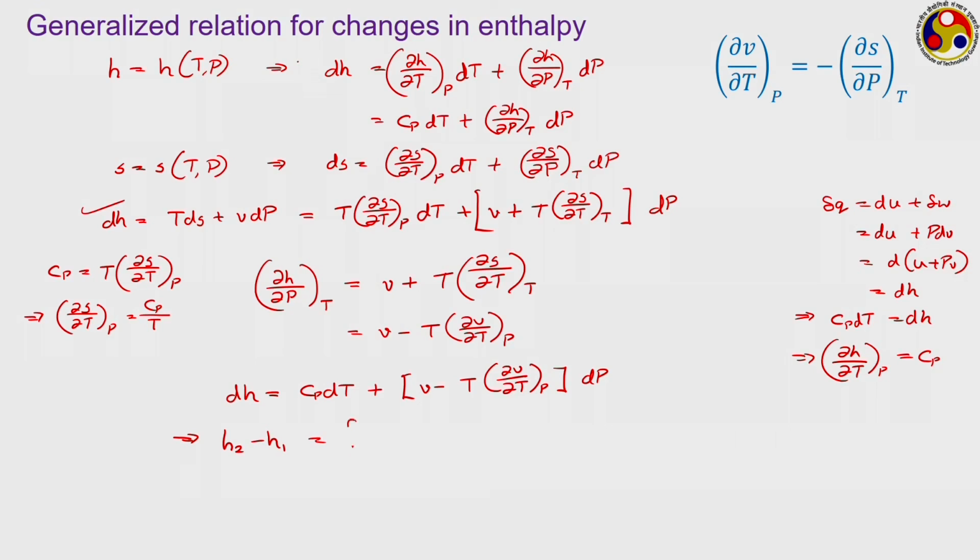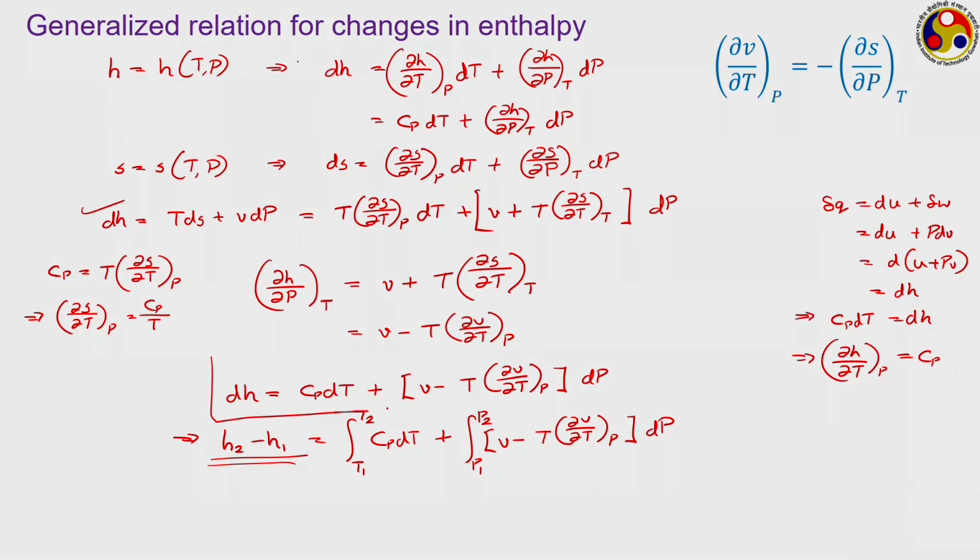or during a particular process the change in specific enthalpy can be represented as H2 minus H1 equal to integral T1 to T2 Cp dT plus integral P1 to P2 V minus T into ∂V/∂T at P dP. So, again by knowing the PVT relationship of a substance and from knowledge of how specific heat at constant pressure, that is Cp, varies with temperature, you can easily calculate the changes in enthalpy. So, this is the second relation.